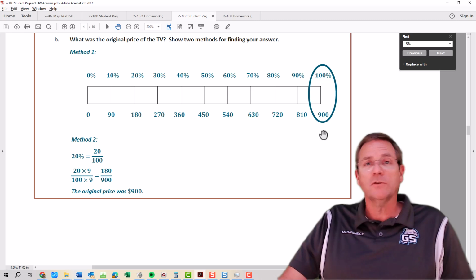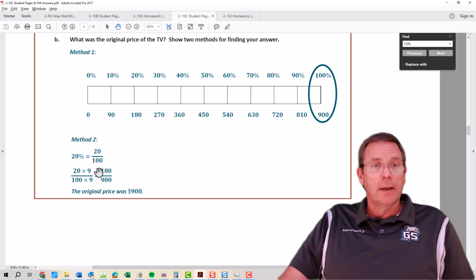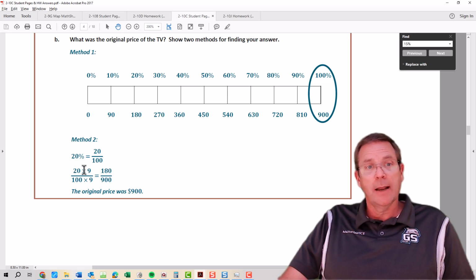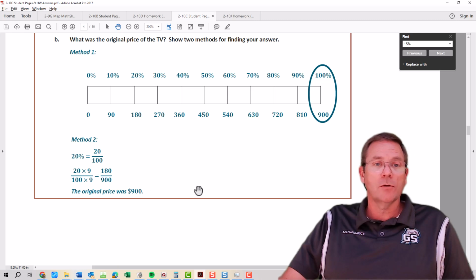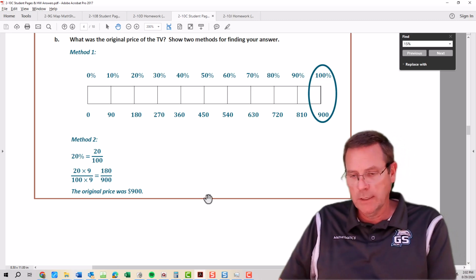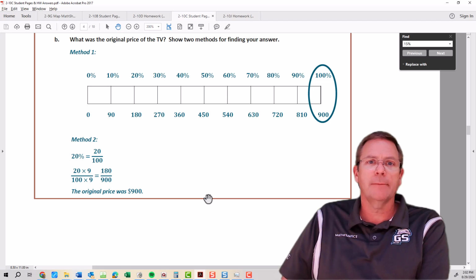In my world, we don't spend $900 on a TV. That just doesn't happen. Using a mathematical approach to it, they did the same basic thing. They said 20% is equal to 20 over 100. And so they took their 20 over 100 and they said 20 times what number is 180? That number is going to be 9. If you do it on the top, you've got to do it on the bottom. 100 times 9 gave you the same $900 that was the original price. So once again, two different ways to skin the cat.